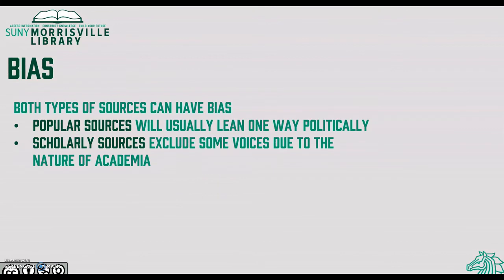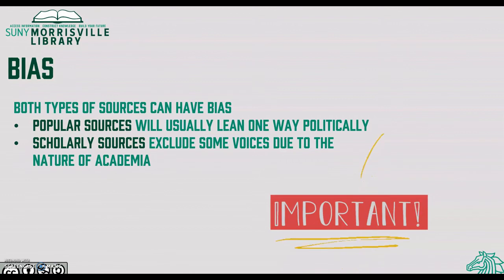Both scholarly and popular sources can have bias within their article content. Popular sources usually lean one way politically or only include a one-sided perspective on an issue. Scholarly sources exclude some voices due to the nature of academia. Not everyone can afford to attend universities to acquire the degree credential next to their name, and it excludes needed perspectives from certain fields. Each have their pros and cons, and it's helpful to become accustomed to research articles and know where our popular sources are obtaining their expert information.